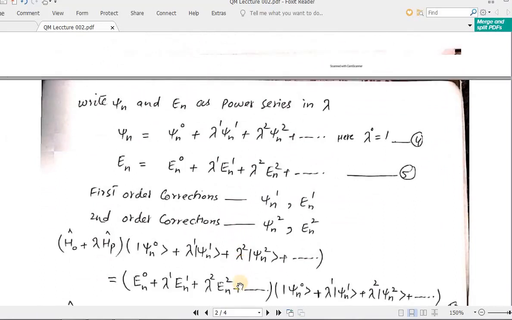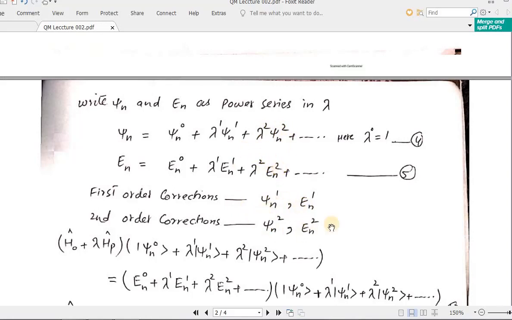As we are discussing the non-degenerate perturbation theory, we expand psi n and E n as power series in lambda. Psi n is equal to psi n naught plus lambda psi n 1 plus lambda squared psi n 2, where lambda to the power zero is equal to 1, and E n is equal to E n naught plus lambda E n 1 plus lambda squared E n 2, and so on. Equations 4 and 5 are known as the series expansions of psi n and E n. In these equations, lambda psi n 1 and lambda E n 1 are known as the first order correction of the wave function and the energy, and lambda squared psi n 2 and lambda squared E n 2 are known as the second order correction.